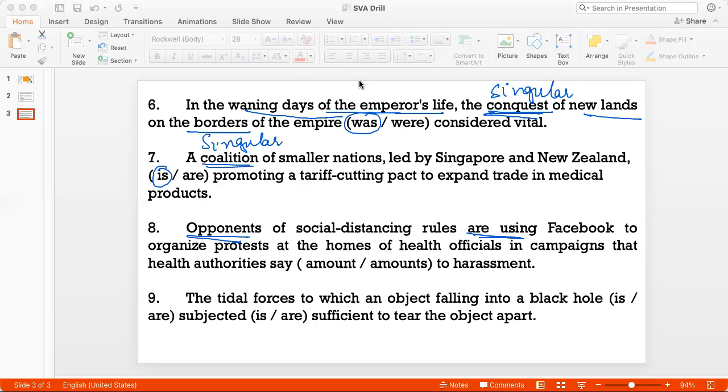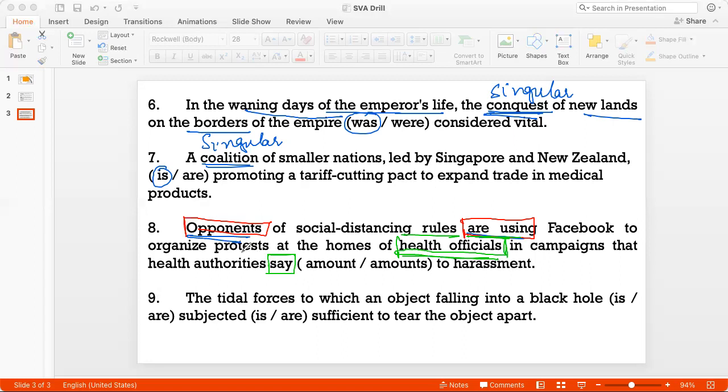So I already know that opponents is going with are using Facebook to organize protests at the homes of health officials in campaigns that health authorities say amount or amounts to harassment. What is it that amounts to harassment? When health authorities, okay, another thing, I should make sure that I connect this say is the verb for health officials. Health officials are saying, so health officials say.